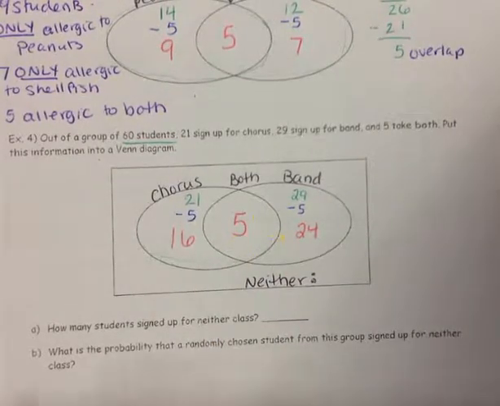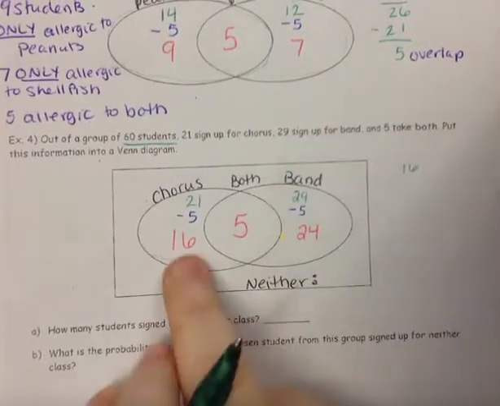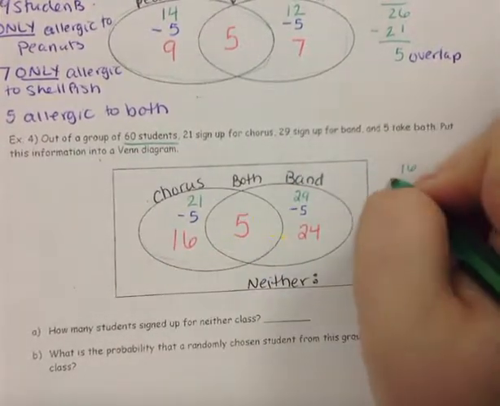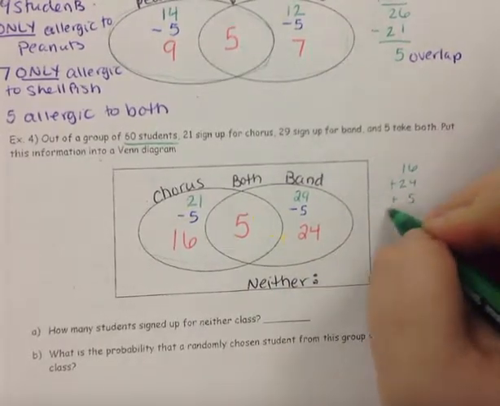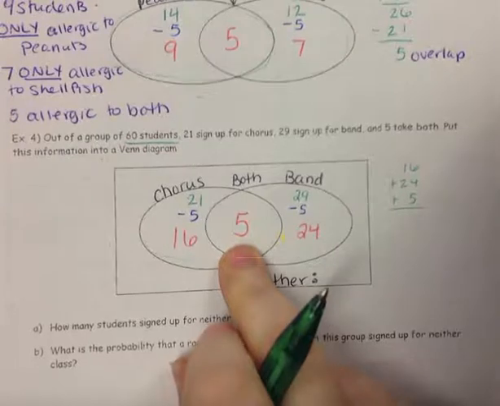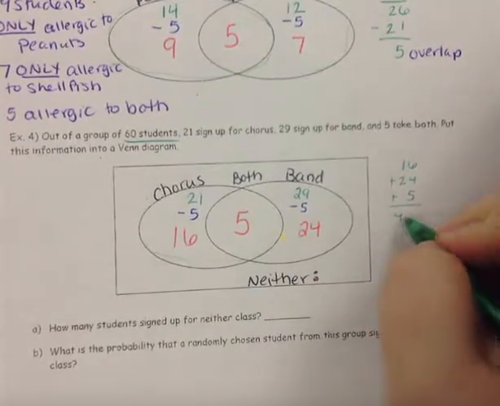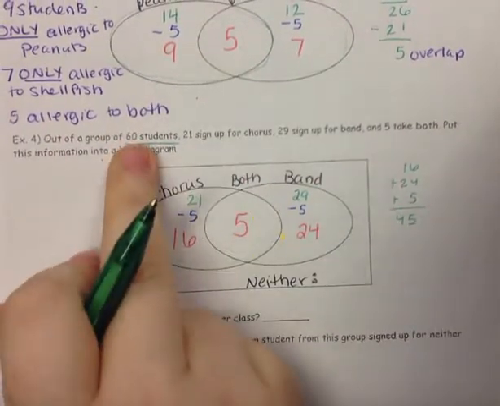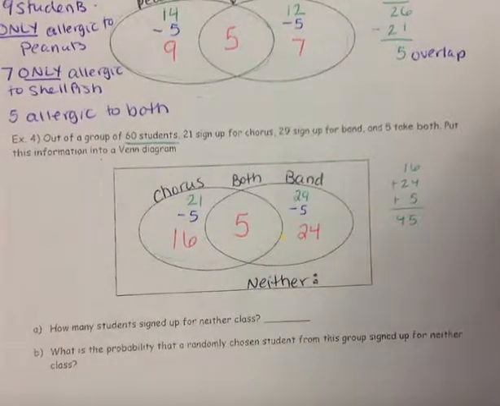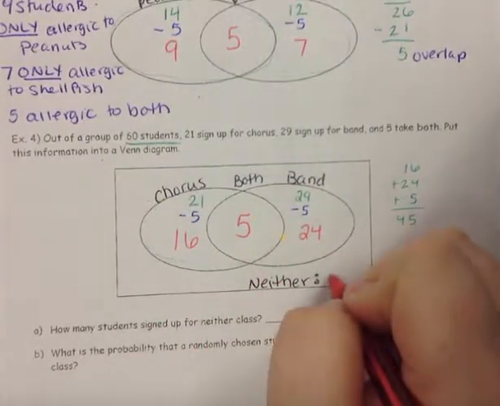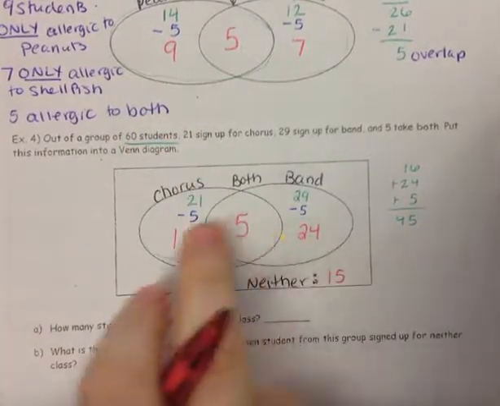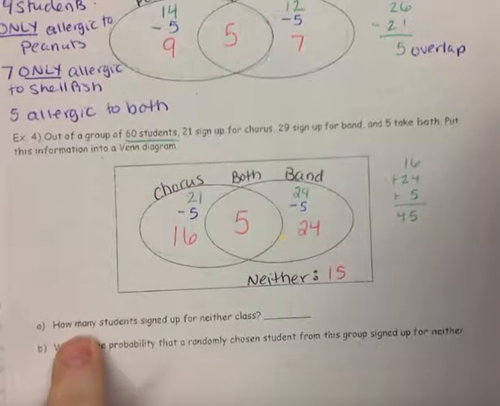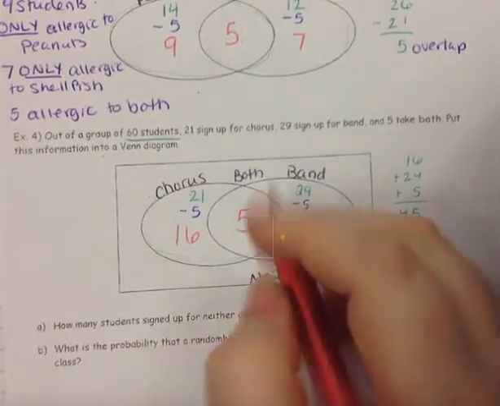So how many students are left? We have to have a total of 60. So we have 16 students taking only chorus, 24 students only taking band, and 5 students taking both. So that's a total of 45 students. But we have to have 60. So how many are left? That'd be 15 students in the neither section. So there are 15 out of those 60 students that aren't taking either chorus or band. So the question, how many students sign up for neither class? That'd be 15.